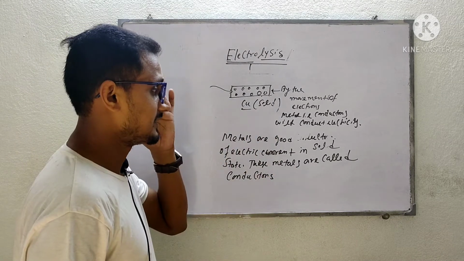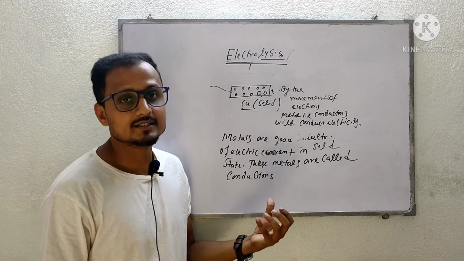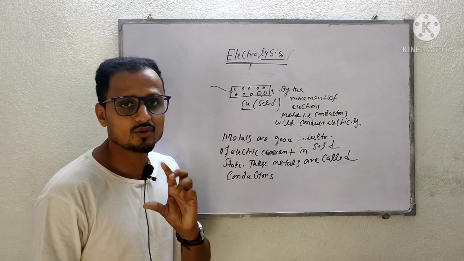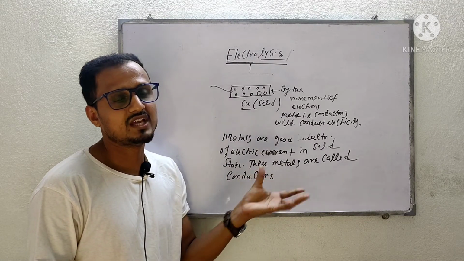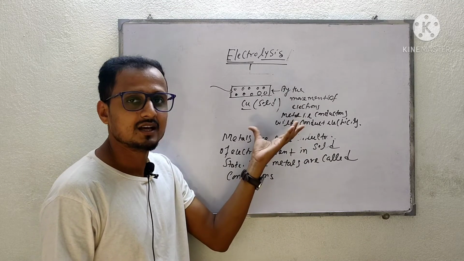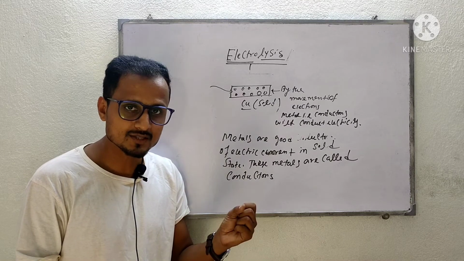But solid non-metals are not good conductors of electricity, so they are called non-conductors. Conductors are the solid metals, which can conduct electricity by the movement of free electrons.